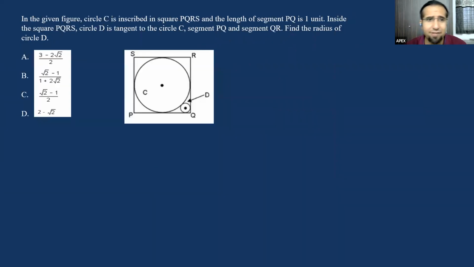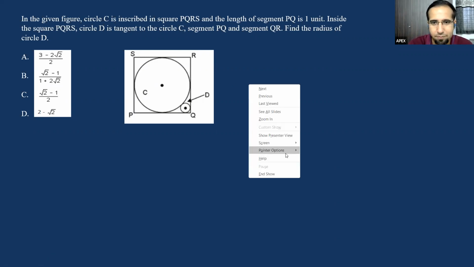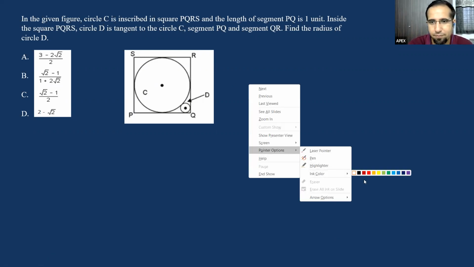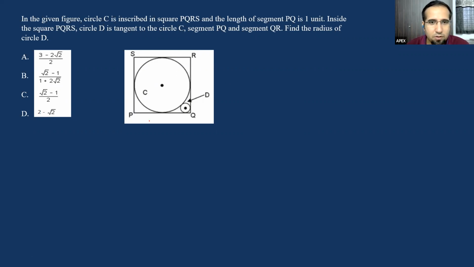Clear? Now, a very interesting question here. Squares and circles have always been age-old questions in CAT, right? So in the given figure, we have PQ as 1 unit. Okay, I'll just change the ink of the pen here. So the square is of 1 unit. I know that this part is going to be half, but that's not important to us. I'm majorly looking at the radius of circle D. So it's something like this.